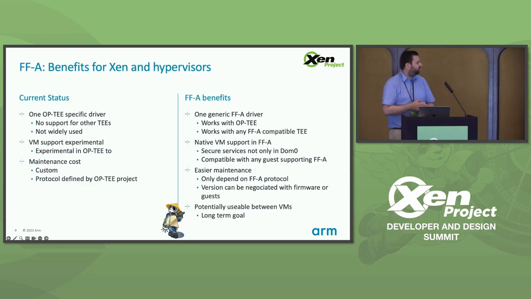So what are the benefits of the FFA standard for Xen and hypervisors? Currently in Xen, what do we have? We have one Opti driver. It's specific for Opti. It's not working with any other trusted execution environment. It's not widely used. So if you want to use Trusty from Google, it does not work with Xen at the moment. The second problem we have with the current implementation is that the VM support is experimental. Basically, you can use Opti services from Dom0, but it's impossible to use Opti services from a VM. Even in Opti, the support for VMs is experimental at this stage.